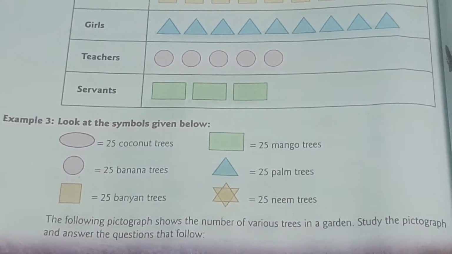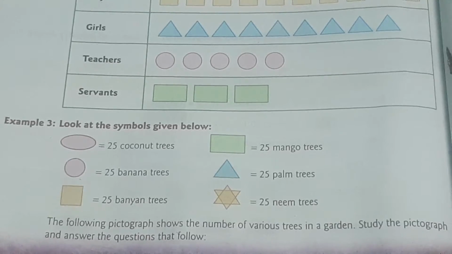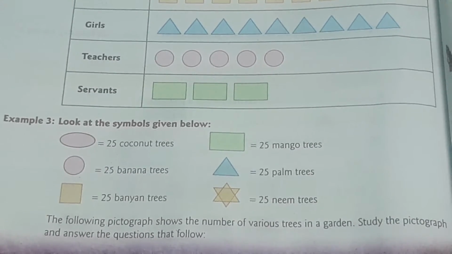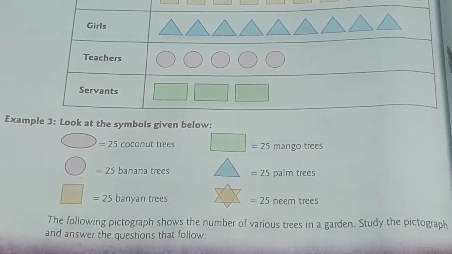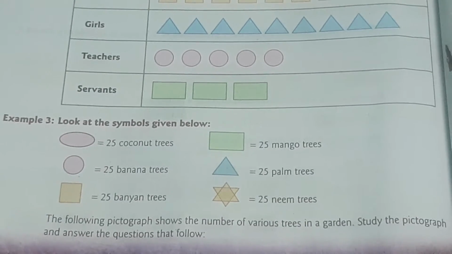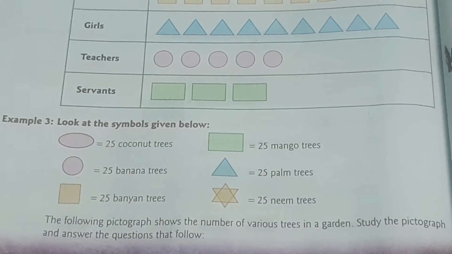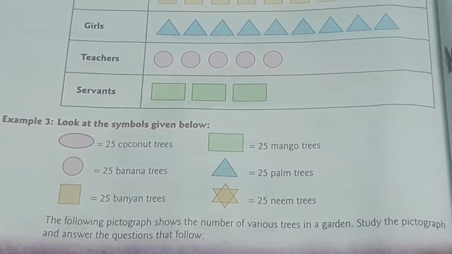Okay. Then below comes one pink color circle. So in this circle there are 25 banana trees. Then comes one square box of light color. So in this box there are 25 banyan trees. In the same way we can see one green color rectangle. So in this rectangle there are 25 mango trees.